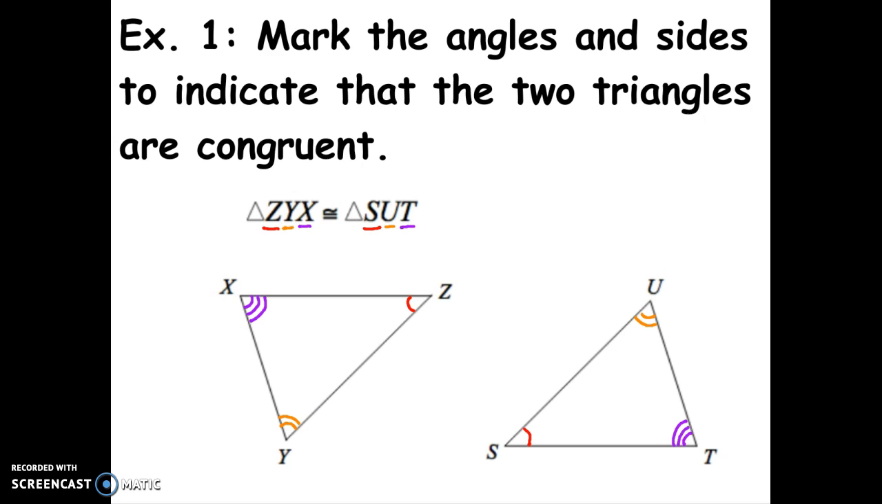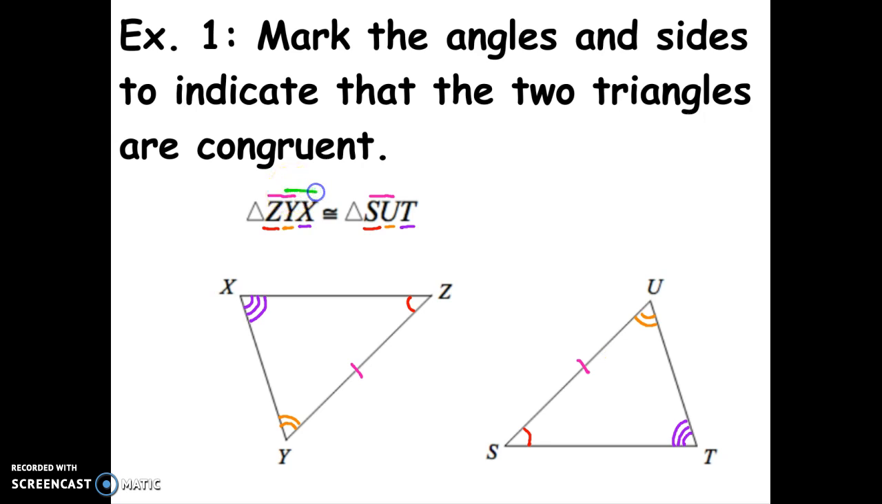And now we have to mark our sides. Now we're going to look at the statement the same way, except we're going to pick up two letters rather than one. So let's look, we have ZY and we have SU. So this is line segment ZY, and I'm going to use one tick mark. And then line segment SU is right here. I'm going to also use one tick mark. So that shows us that these two sides are corresponding and congruent.